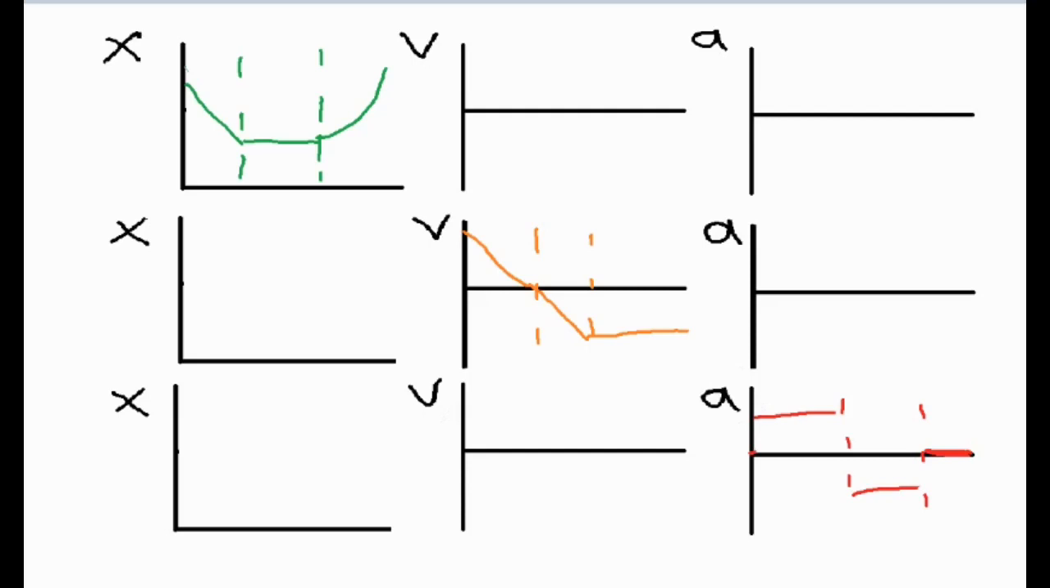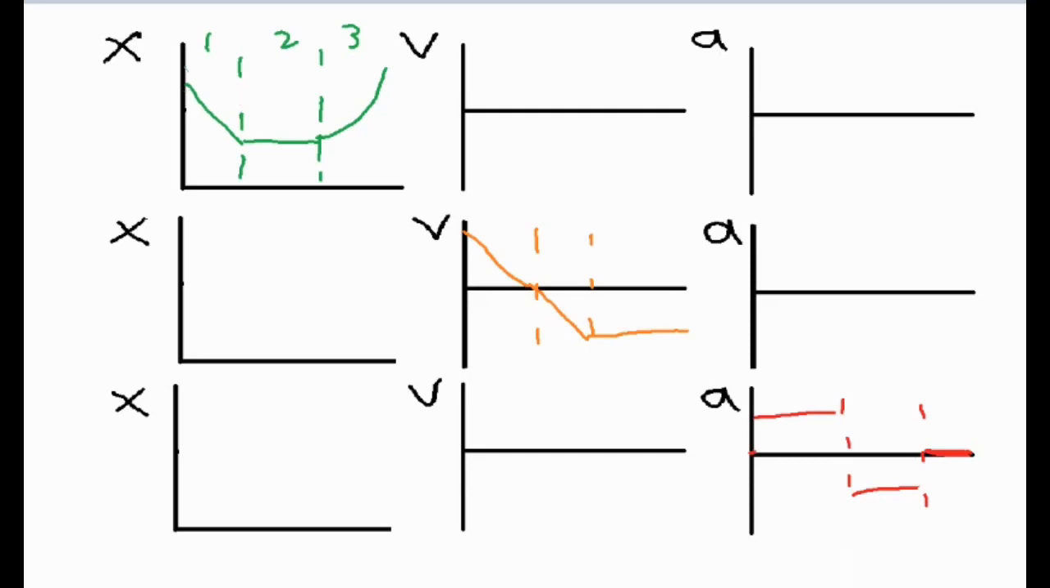So for each one of these, I made them a three-part graph so that we could do three different types of motion within one problem. So let's call this section 1, section 2, and section 3. So here are details that I'm going to want to be paying attention to.